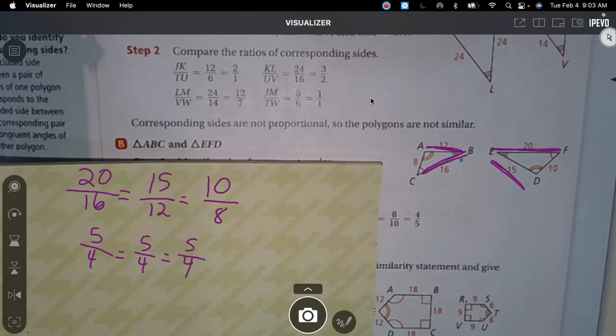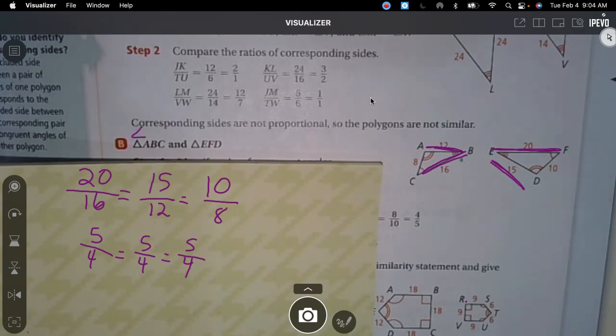Yes, because they're proportionate. If you don't know how to reduce, type it in your calculator. 20 over 16, math enter enter. 15 divided by 12, math enter enter. Okay, it'll tell you. And anyway, that's all you're checking. Yes, they're proportionate. So now it says write a similarity statement. What is that?